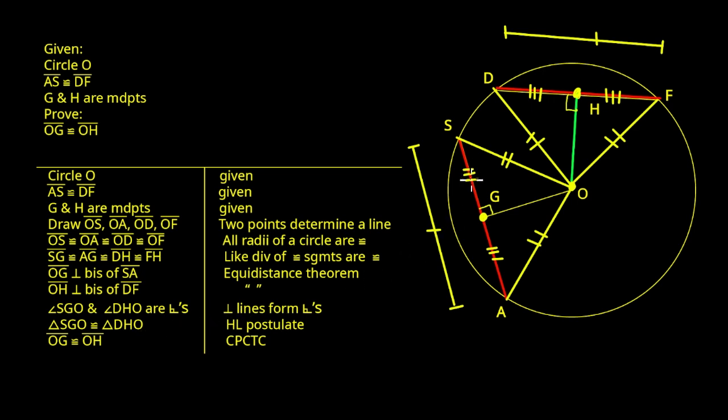So we have a congruent leg, these two here. We have congruent hypotenuses there, and we have right angles there. HL postulate, these two triangles are congruent. Therefore, OG is congruent to OH. CPCTC, corresponding parts of congruent triangles are congruent. So OG is congruent to OH. And that is our proof, and we are done.